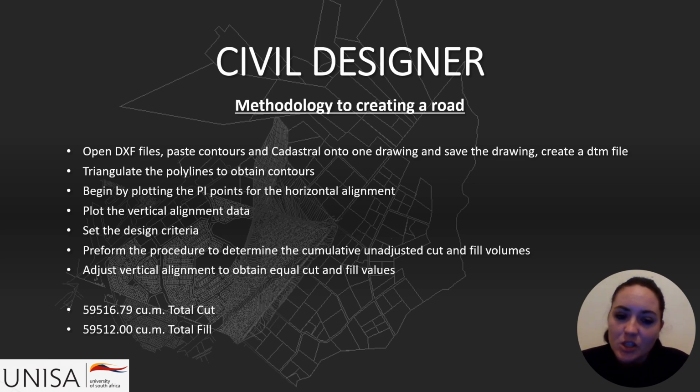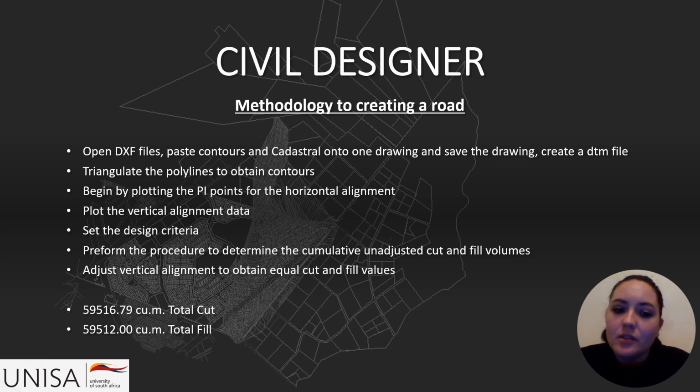If they don't balance, you would need to perform these procedures in the vertical alignment again by adjusting the points of intersection in order to either increase the amount of cut or reduce the amount of cut or fill, whichever way to get them to equal. You also need to ensure that the radiuses are in place, and you can also check on the spreadsheet to ensure that the heights and elevations are correct.